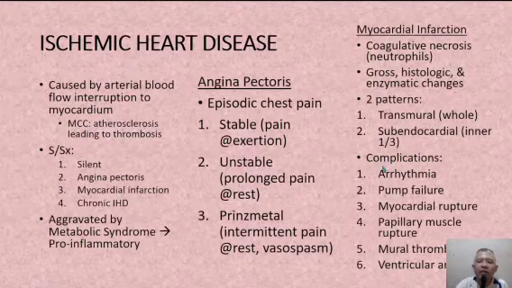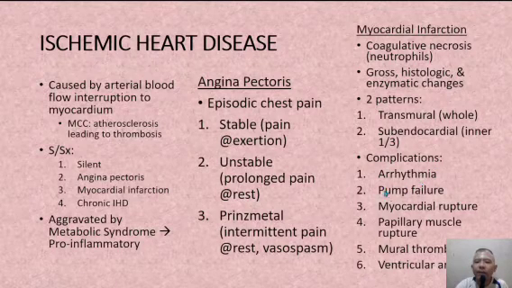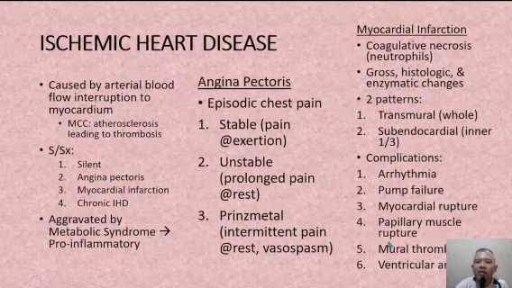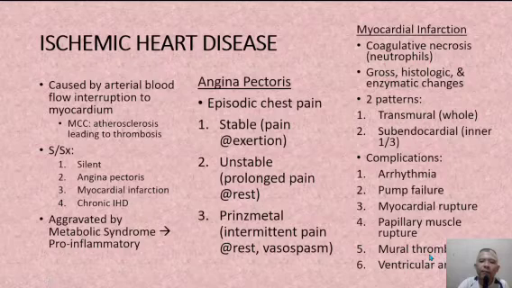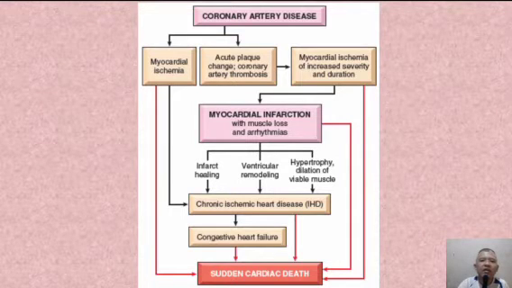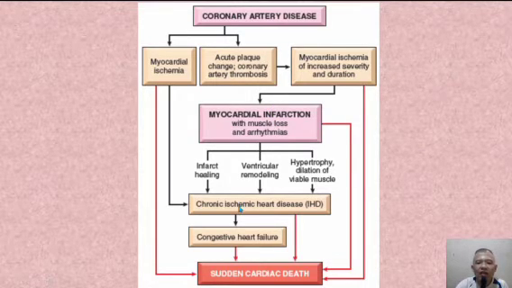Complications. The number one complication of myocardial infarction is arrhythmia. You have heart failure, rupture of the myocardium, rupture of the papillary muscle, thrombosis, and ventricular aneurysm. So this is the flow chart from coronary artery disease leading to myocardial infarction. And ultimately you have heart failure, then death of the heart.